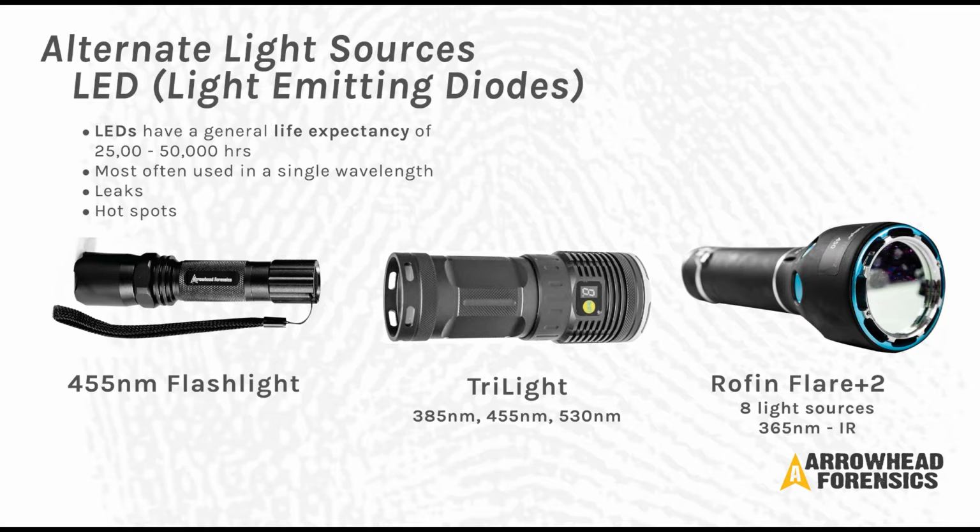And then we've got some Rofin Flare Plus 2s in the back. There's a series of Rofins. It's really a handheld, very powerful light source. It's got 8 LEDs nested in it. There's a series of those lights, and they're delivered from 365 all the way into infrared. We have some of the Rofin products back here in the back too.